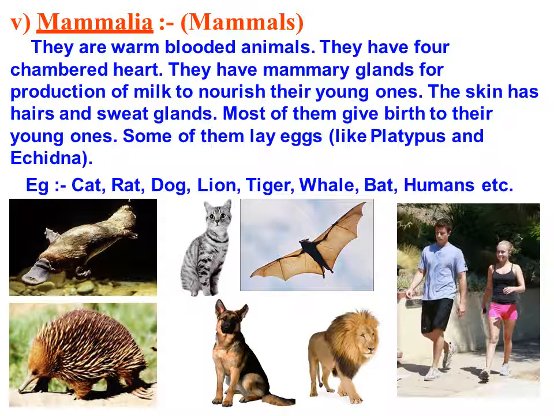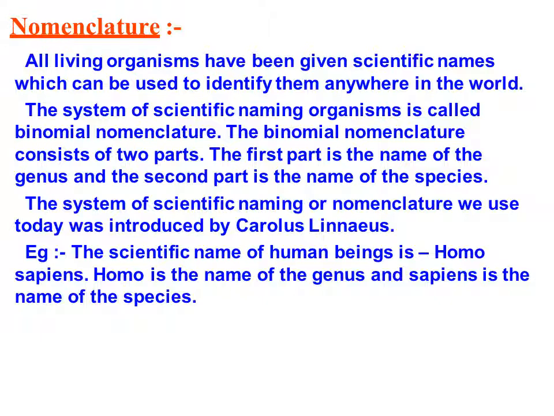So we have talked about invertebrates and vertebrates, that means those organisms which do not have a spinal cord and which have a spinal cord. And we also talked about the link between invertebrates and vertebrates, that means protochordates, Balanoglossus. Okay, now let's move towards the last part, that is nomenclature.